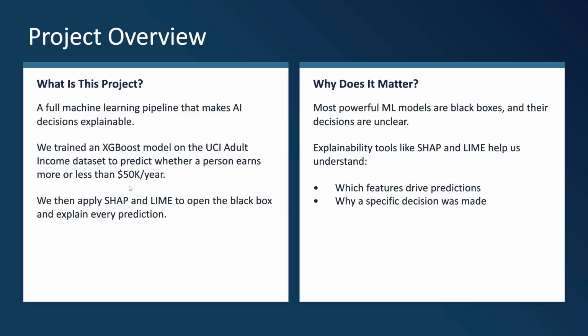And why does this matter? This matters because most machine learning models are black boxes, or in other words, you don't know why it comes to the decision that it has made. And so their decisions and the kind of thought process is unclear. With tools like SHAP and LIME, this helps us understand why this decision was made, which features drove it to make that prediction.